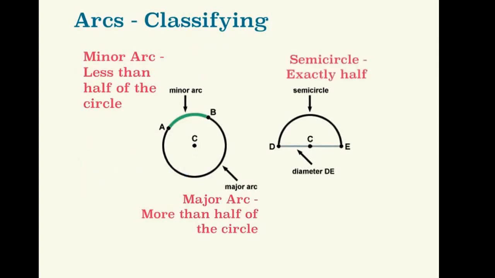The last one we have is a semicircle, which is exactly half. A semicircle has its endpoints on the diameter. A semicircle should also be labeled with 3 points. So I'll just put G over here. So this would be semicircle DGE. That third point helps us know whether or not we're going on this side of the circle, or perhaps we were supposed to go on this side. Helps us be a little bit more specific.